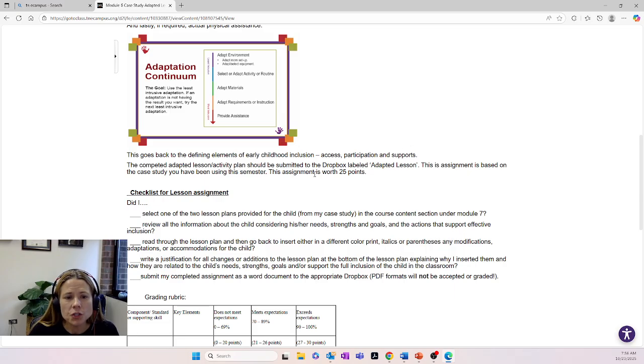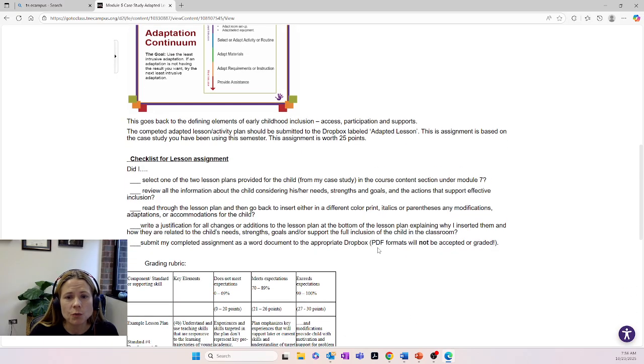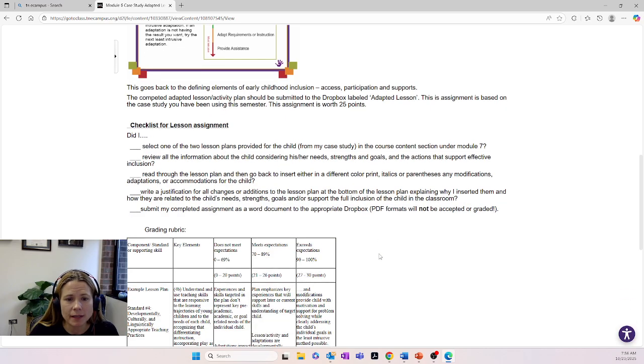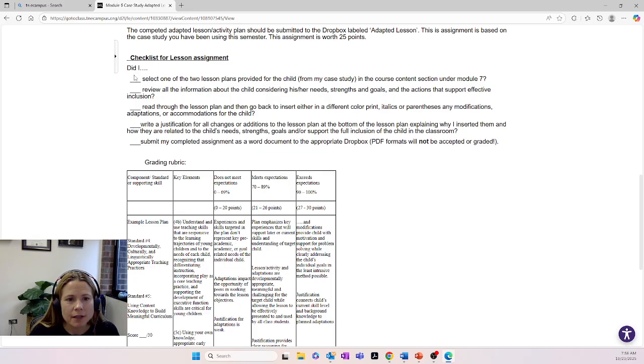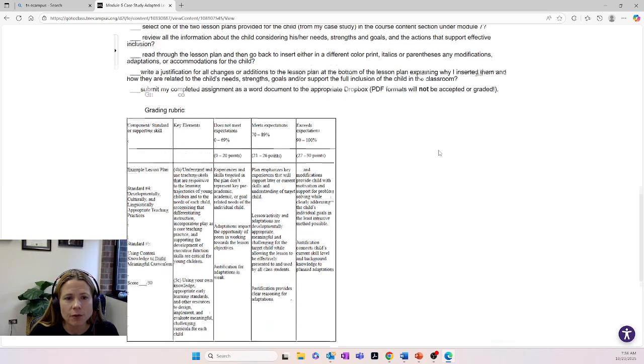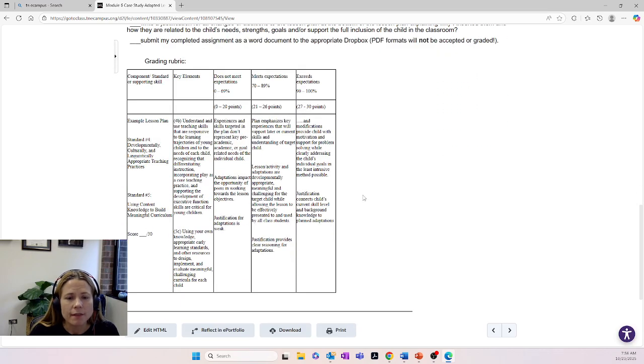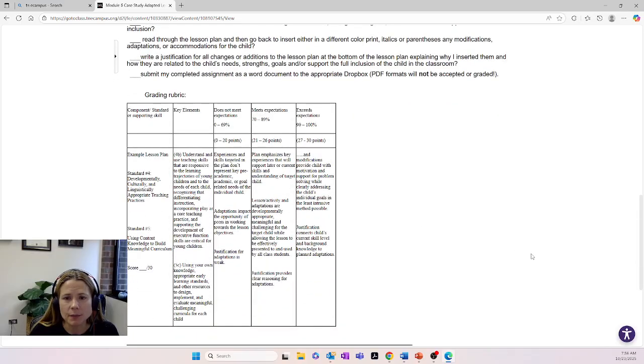Okay. Once you complete the lesson plan, it's worth 25 points because it is a case study project. It will be put into the Dropbox. And again, I'm extending the due date because you will submit this during Module 7, but I want you to begin working on it because it may take some time. Okay, I did provide a checklist right here for the assignment that helps keep you on track of what I'm expecting for it, as well as the grading rubric that will help you get a better idea how you're going to be graded.